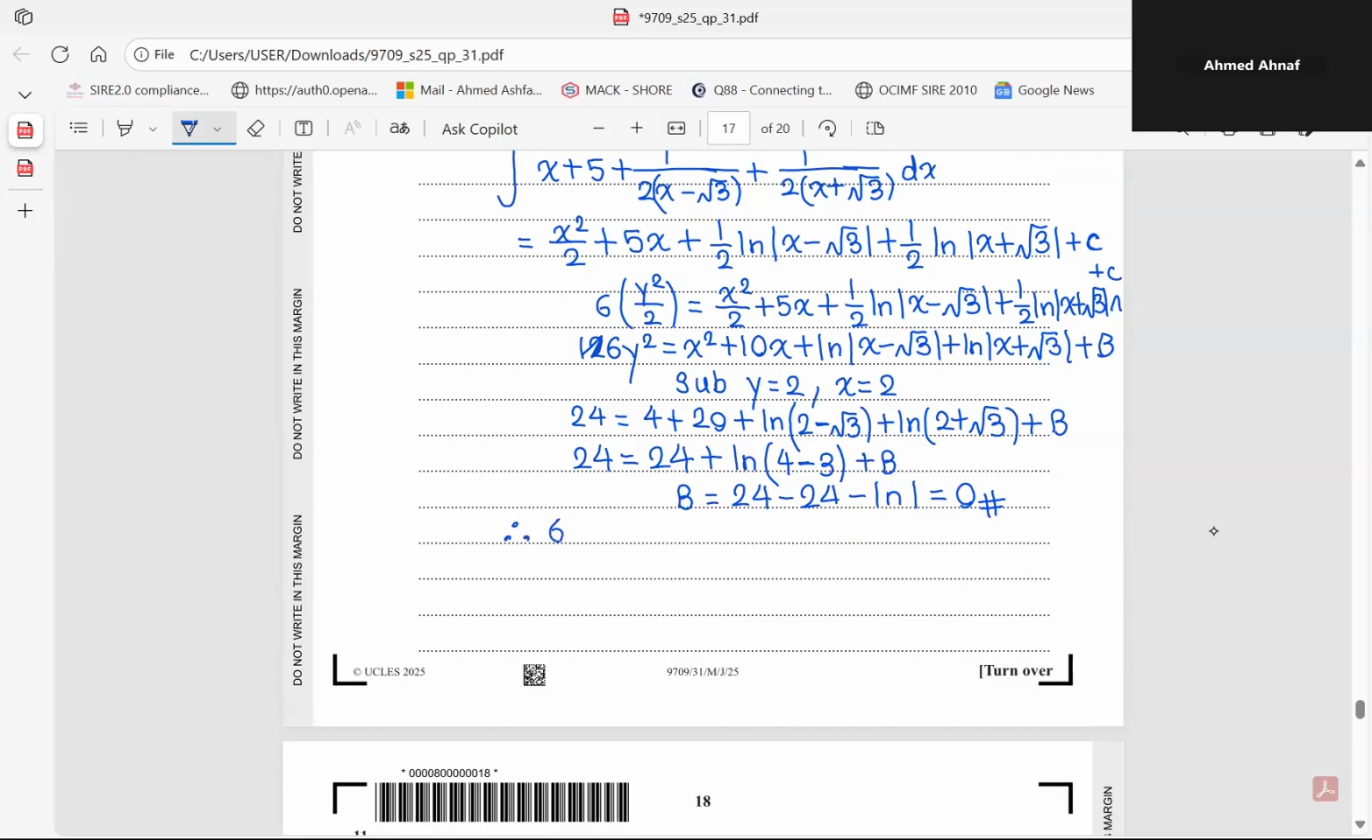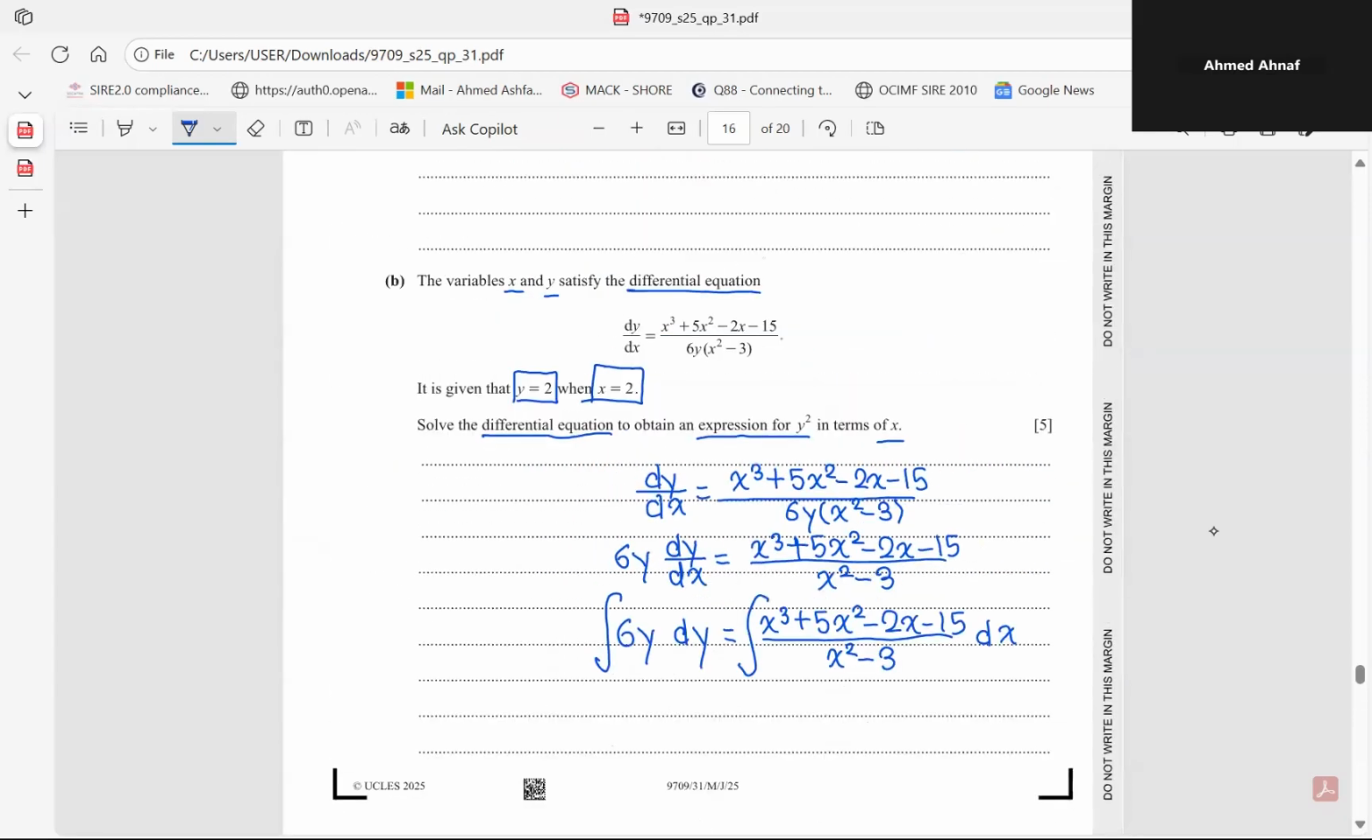Hence, our equation would be 6y squared equals x squared plus 10x plus, let's combine the lns together. So ln(x minus square root 3) times (x plus square root 3), which is just ln(x squared minus 3). I'm using the difference of squares formula in here.